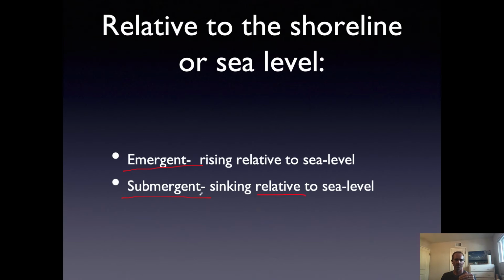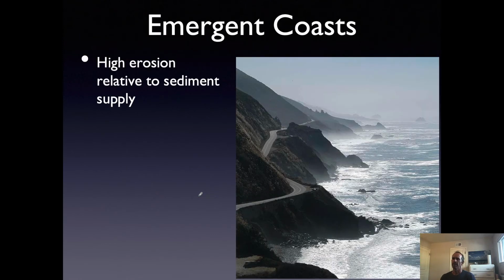So a submergent coast, like the east coast of the US, doesn't necessarily mean the coast is physically sinking. It just means that sea level is rising faster than the coast is coming up. Since there's no active tectonics on the east coast, it's really not moving up or down at all. It's just that sea level is rising, so that coast is getting inundated. It's a submergent coast. Emergent coasts out here in the western US tend to have really high erosion rates relative to sediment supply. That means we get very steep topography and cliffs along much of the coastal areas. Okay, so this is a picture of Big Sur. You see these coastal cliffs.